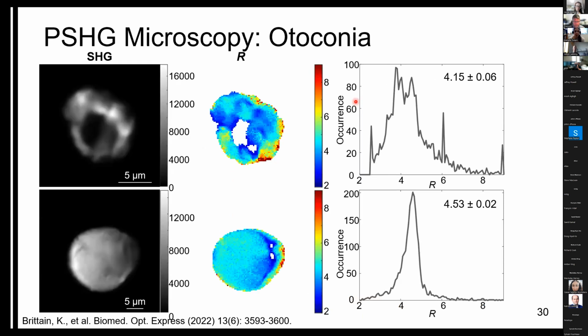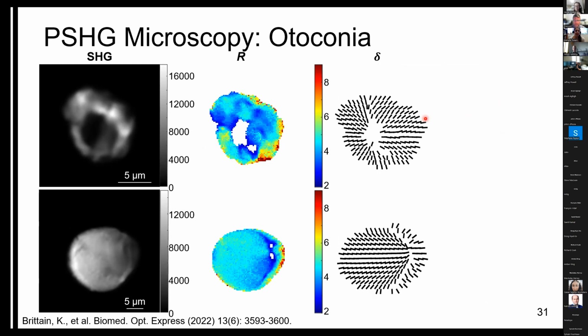We also performed PSHG microscopy on otoconia. So note that these otoconia have not been degraded. And what we found was that the R value seemed to increase from the nucleation region to the outer portion. And we found that the R values were about 4.15 or 4.5. We also plotted the fitted delta parameters by vector images. And so interestingly, what we see here is that the SHG emitting structures in otoconia are actually radially arranged with respect to their nucleation region.